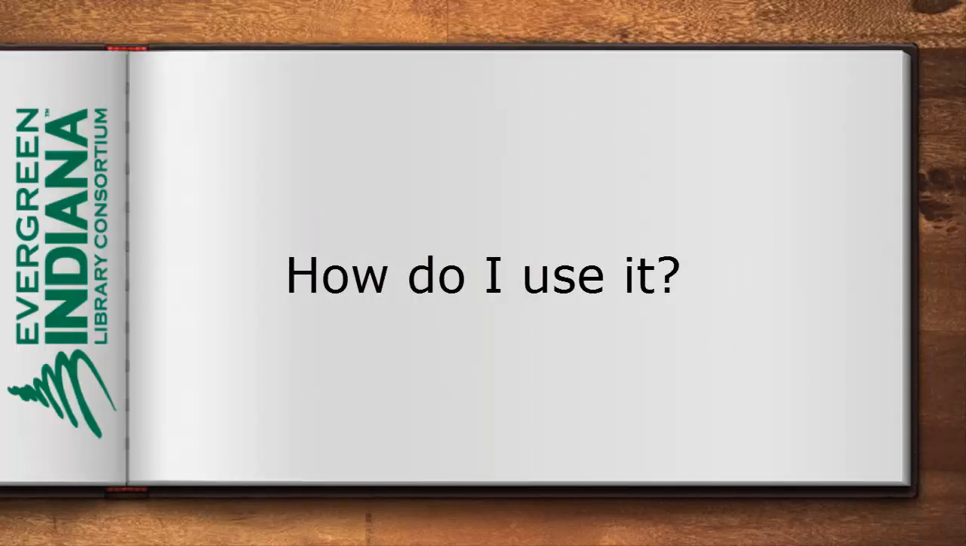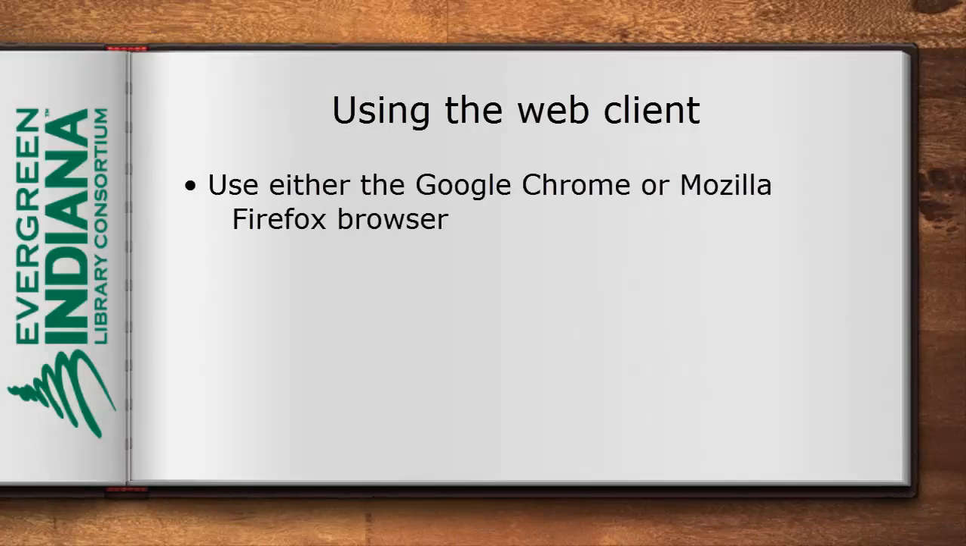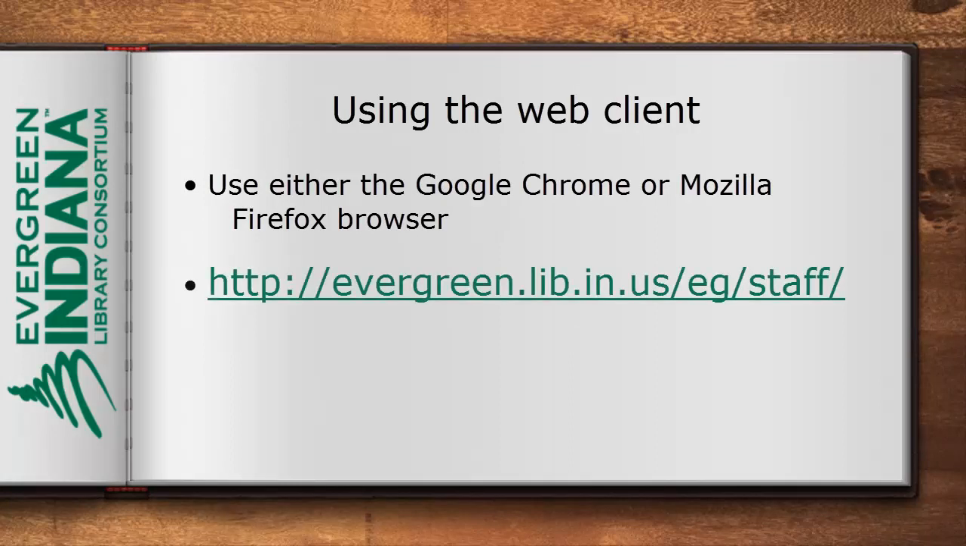You may be asking, where and how do I use the web client? To use the web client at this time, you will need to use Google Chrome or Mozilla Firefox to access the site. The site is listed on your screen. You'll need to have your local admin account or local admin staff person on hand to register your workstation the first time you access the site. Once your workstation is registered, you'll be ready to log in and get started working.